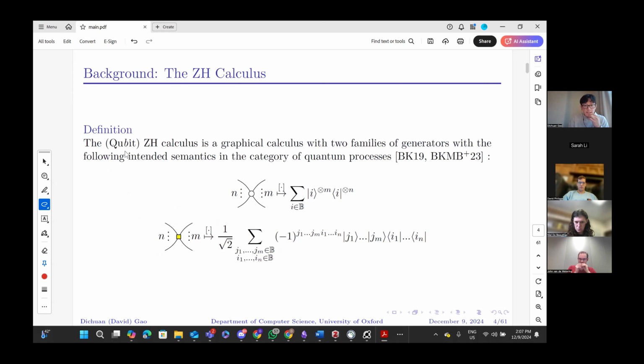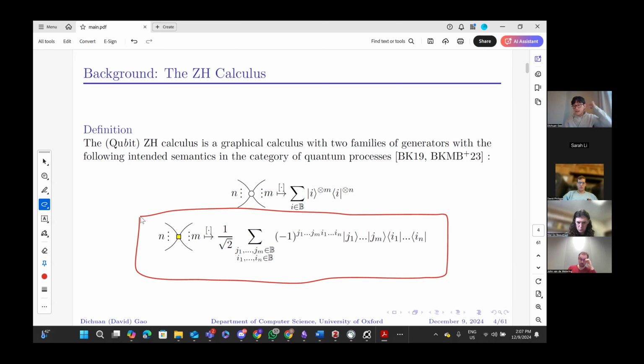So in qubits, the ZH calculus has two families of generators. You have the Z spiders, which are just the same as your ZX calculus Z spiders. And then you have this H spider, which is really just a generalized Hadamard gate. So the formula in here, you can see if there's one input and one output, then this is just a Hadamard gate. But then it's simply generalized to more inputs and outputs.